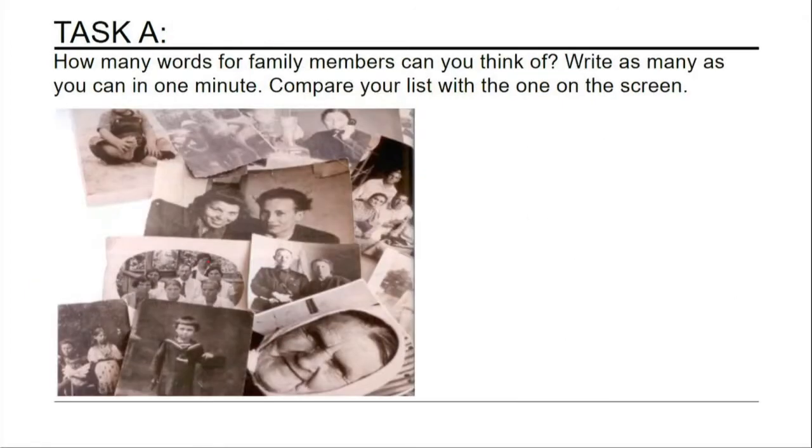Now look at the photos on the screen. Imagine that they're all from a family album. How do you think they're related? How many words for family members can you think of? Write as many as you can in 1 minute. You can pause the video for 1 minute, starting from now, and write down the relationships. Once you're done, compare your list with the one on the screen. Anything you have that's not on the screen? Kudos to you.